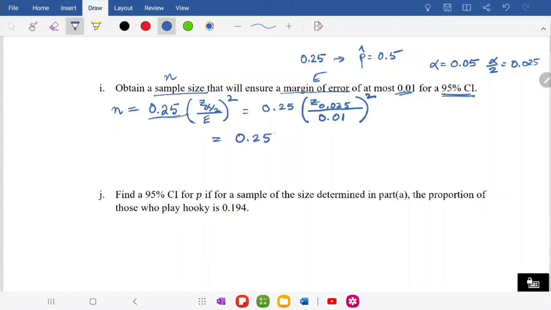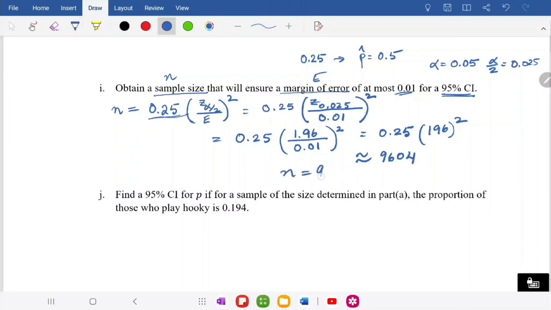We have 0.25. Z of 0.025 is 1.96 over 0.01 squared, which gives us an expression which is 0.25. Now 1.96 divided by 0.01 is really 196 squared. All right, 196 squared, which will calculate to 9,604. So N will be roughly 9,604.